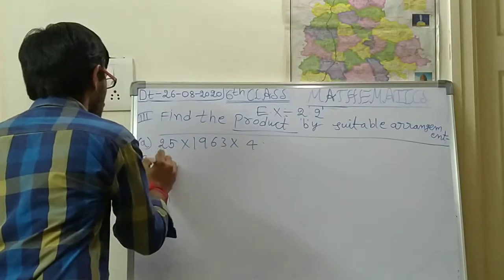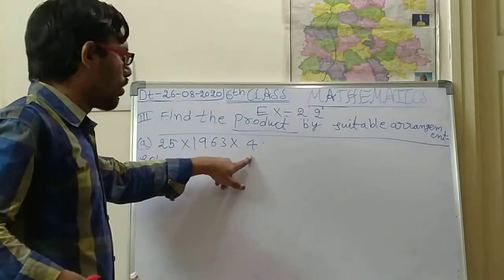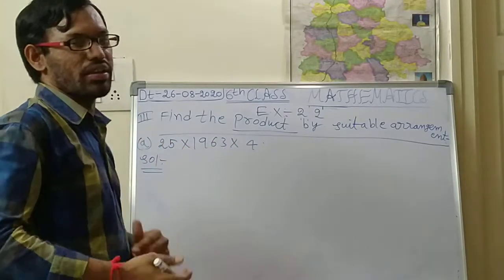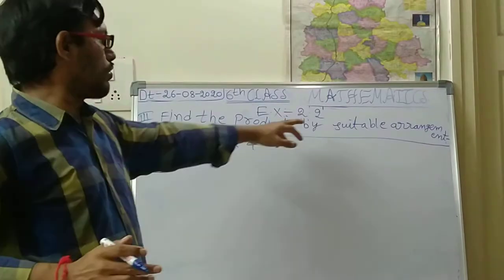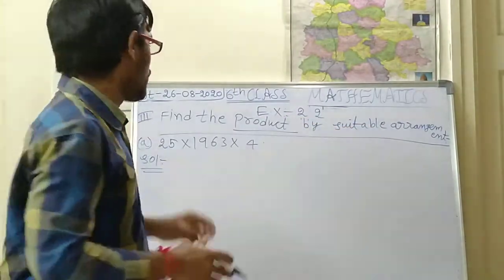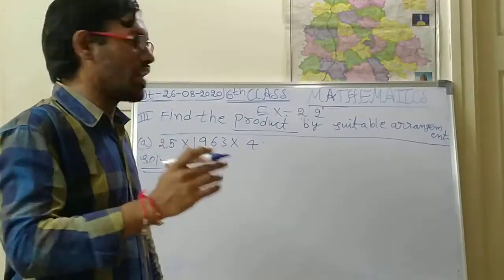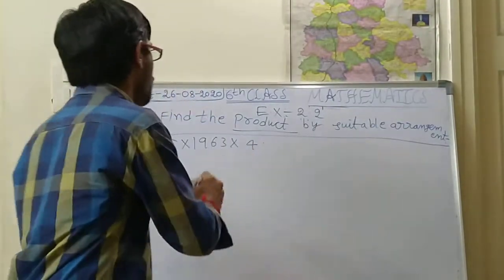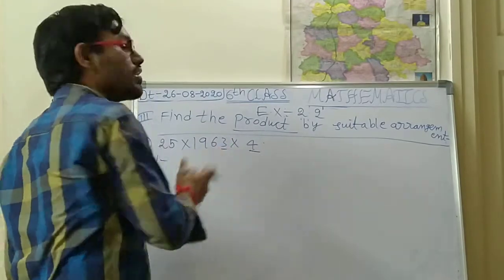This type of problems will be given. There are 3 whole numbers, A, B, C. By seeing this, you should do the suitable arrangement. Here also the same, convenient. You should take it as a tens number. Suppose if you multiply these two numbers, 4 into 3 is 12.